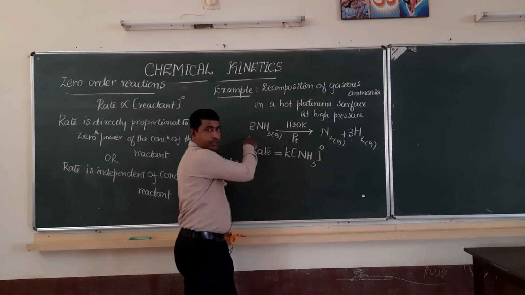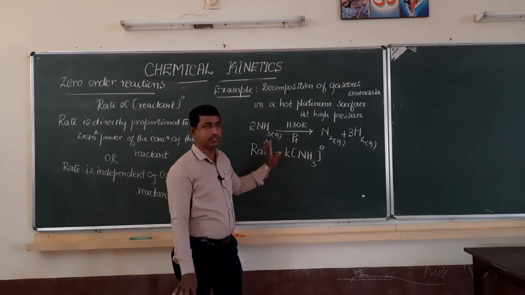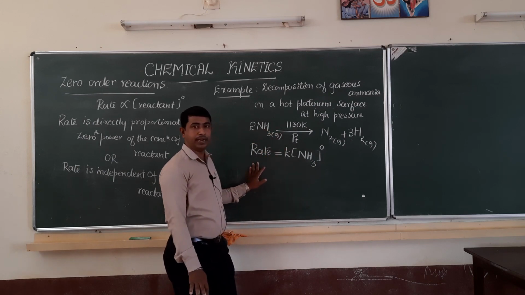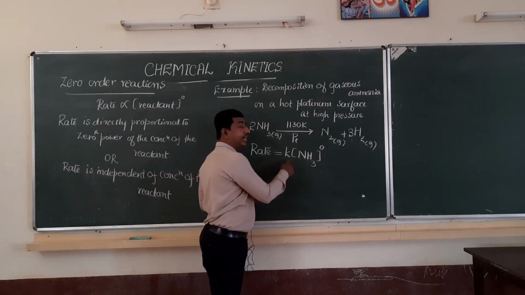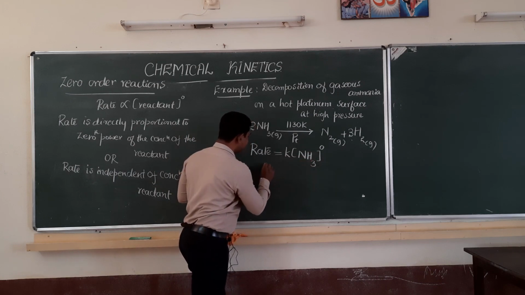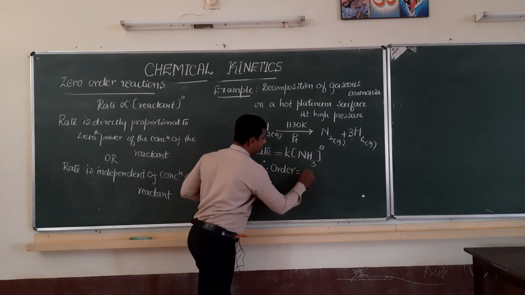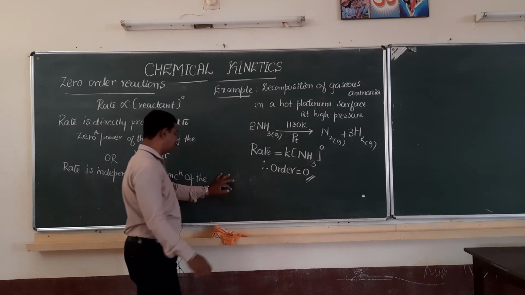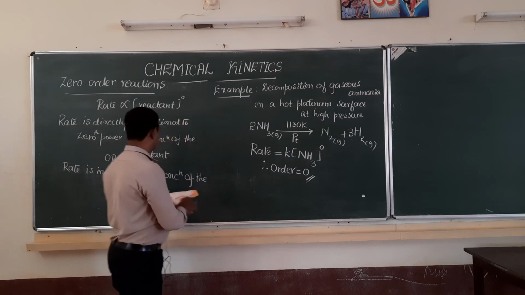Don't write 2. The 2 is present in the balanced equation. The rate law cannot be written by looking at the balanced equation. The rate law is always obtained from the experimental data. So rate equals K into NH3 power 0. Therefore, the order of the reaction equals 0. Understood?